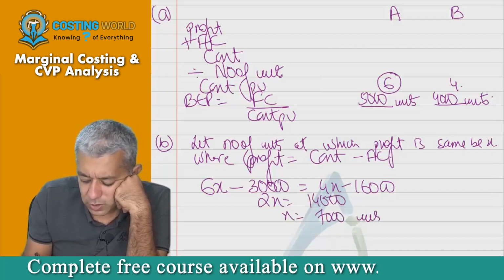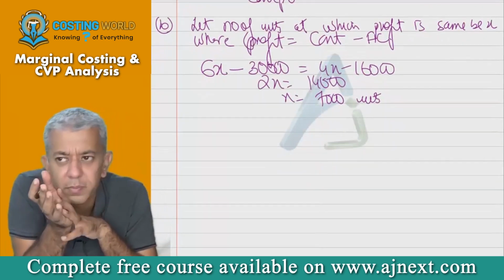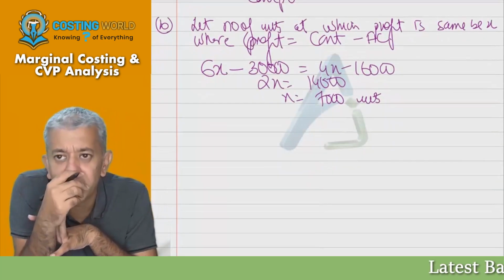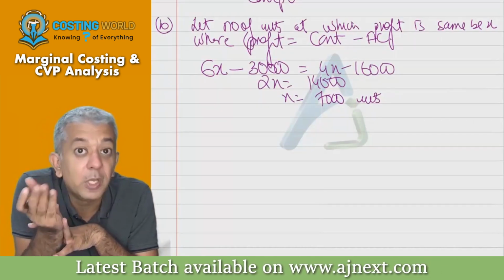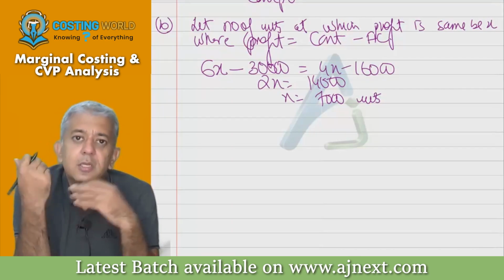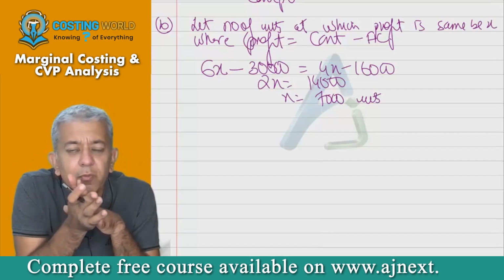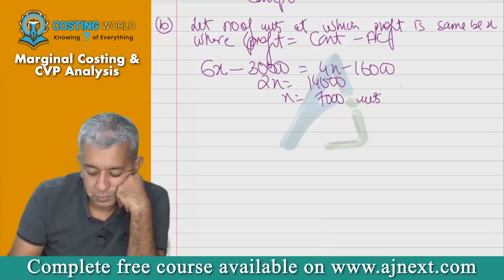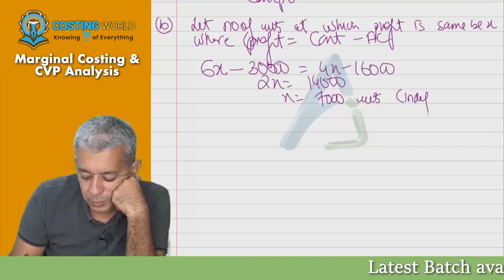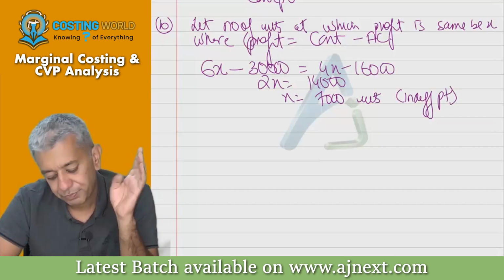This 7,000 is what? I was thinking which machine to buy. Should I buy machine A? Should I buy machine B? First of all, you think how many units you will produce and sell. Sir, I think I will produce and sell exactly 7,000 units. Would you like to buy machine A or machine B? Indifferent. So this particular point is called the indifference point. Okay. This is one thing.